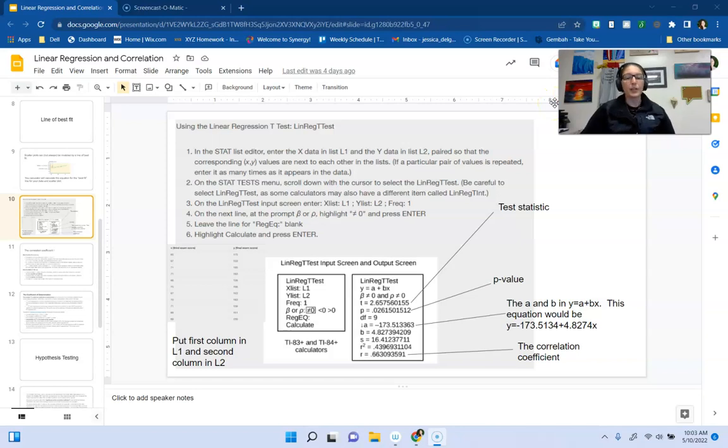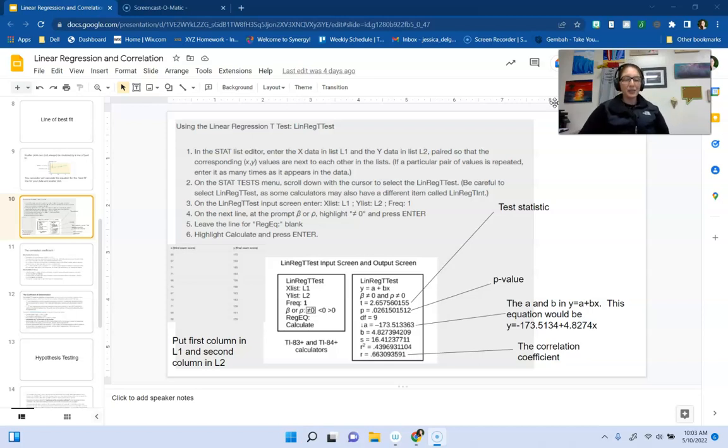So once you get to linear regression t-test, here's what your screen will look like. Your X list is L1, which is why we filled our X column into L1. Your Y list will be L2, which is again why we filled our Y data into L2. Frequency always toggle at 1. Always toggle this to not equals to. And then if you scroll down and hit calculate, this will be your output screen here.